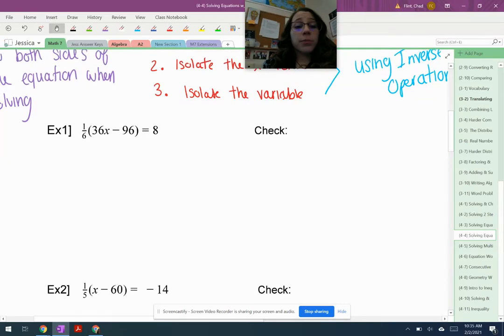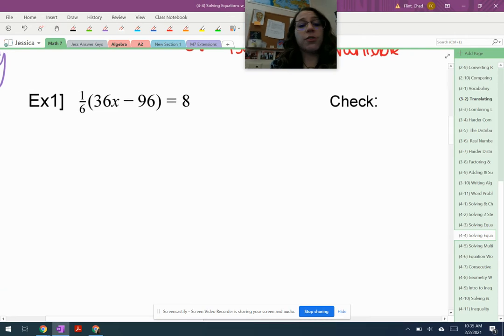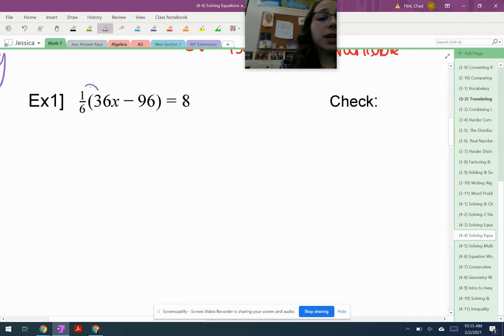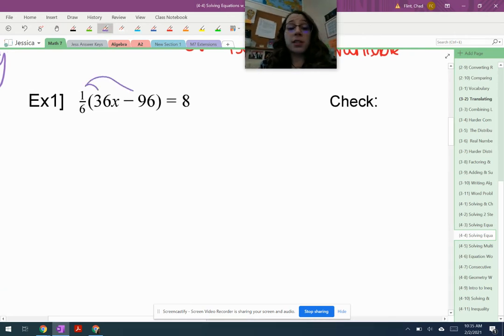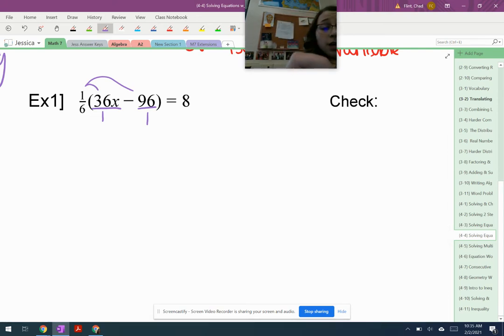Okay, so this first example here, I'm going to start off with any distribution, which I definitely have to do. I need to take that 1/6 and distribute that to both pieces inside my parentheses. So remember, distributing with that fraction is just doing a little bit of multiplication. So I'm multiplying 1/6 by each of those numbers.